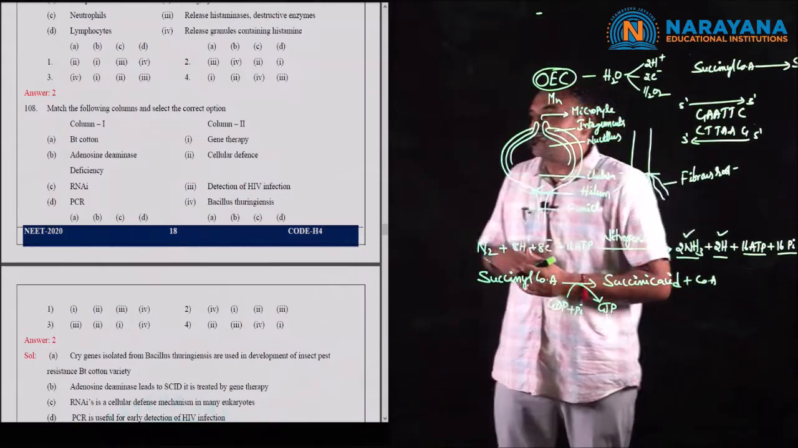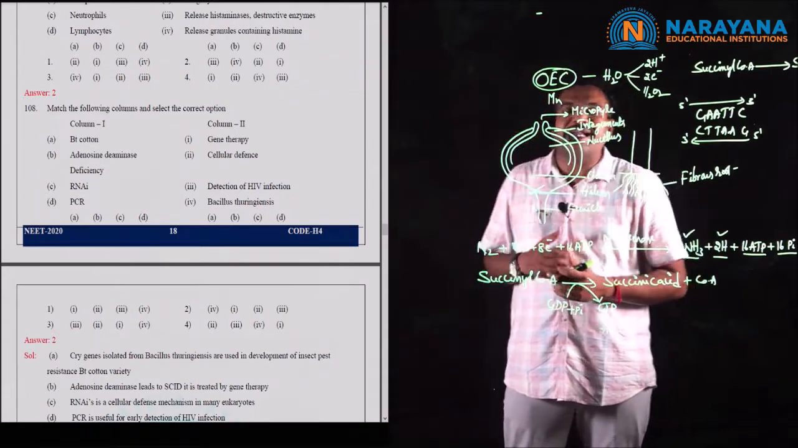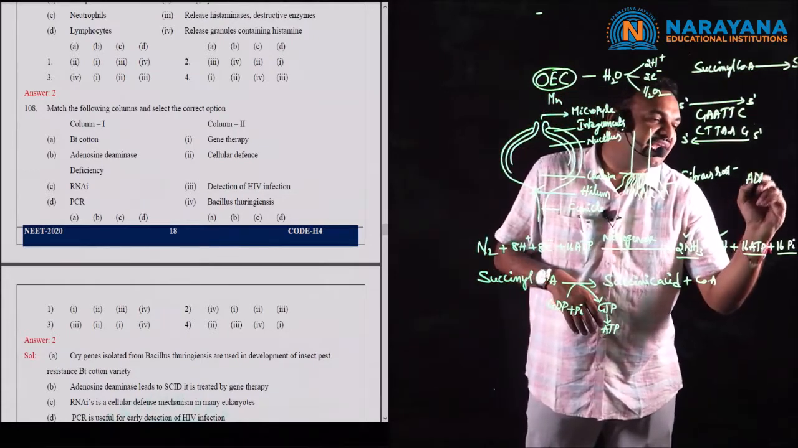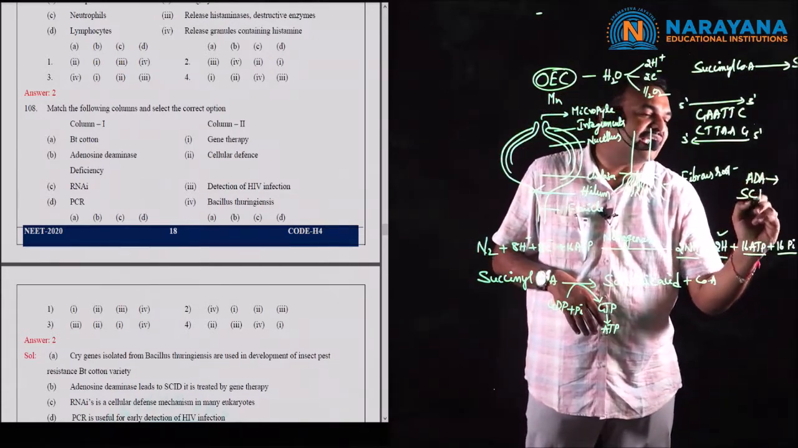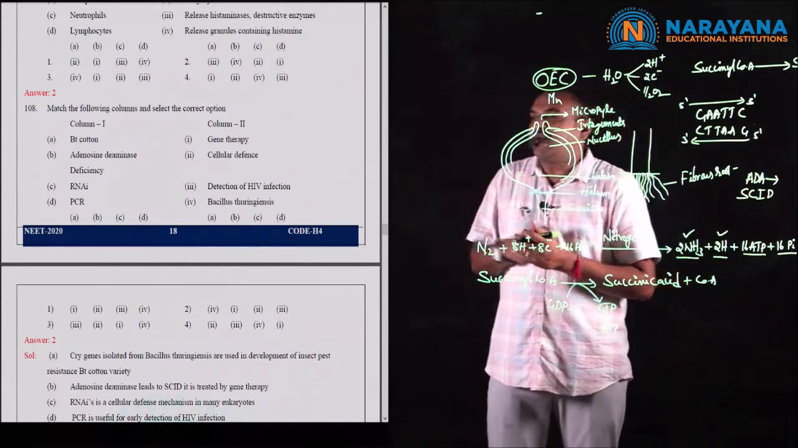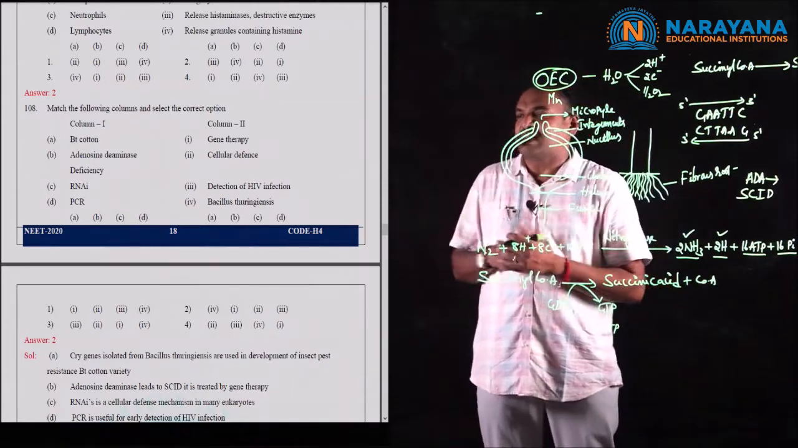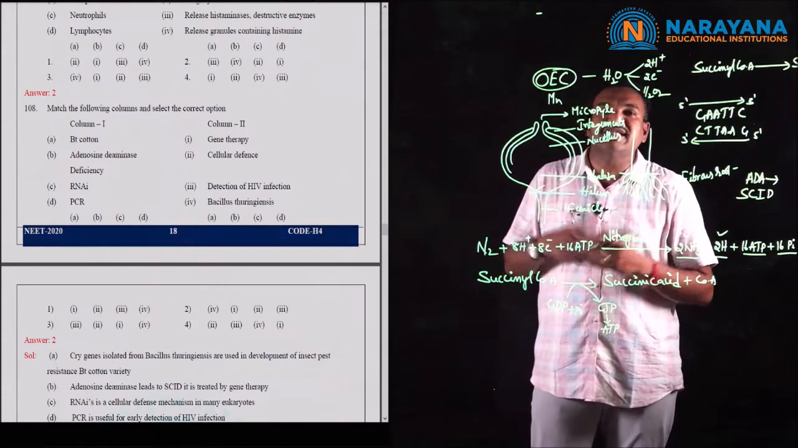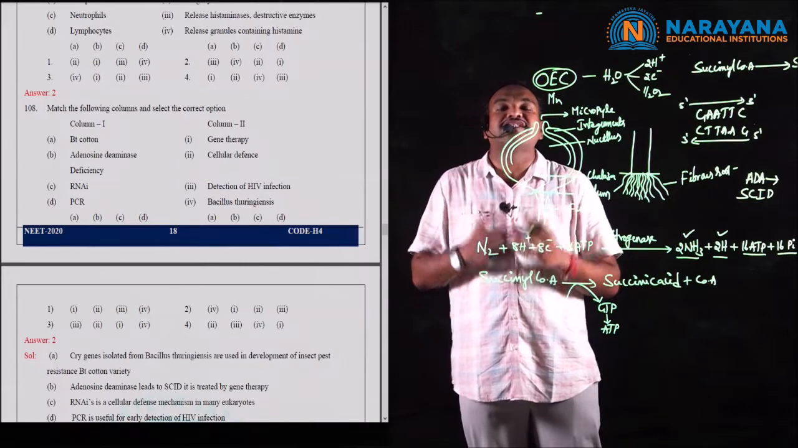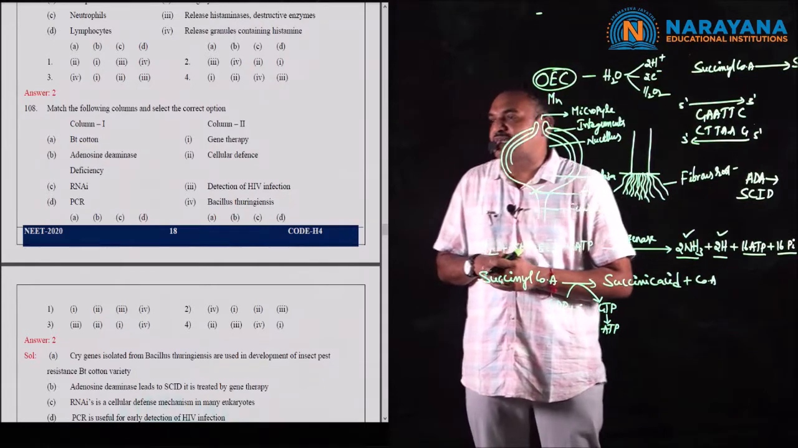And the second one is adenosine deaminase deficiency, that we can call ADA deficiency. ADA deficiency leads to SCID, severe combined immunodeficiency. That kind of disease is treated by two methods. One is bone marrow transplantation, and the second one is gene therapy. So what is gene therapy? Replacement of a defective gene with a functional gene is called gene therapy. That means the correct combination for B is Roman 1.